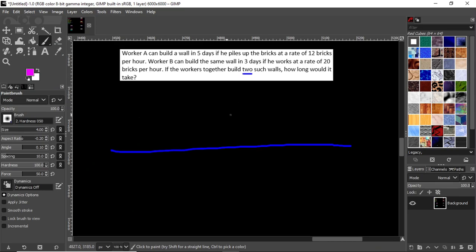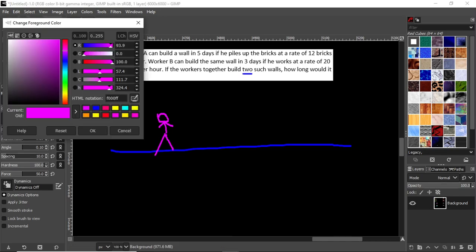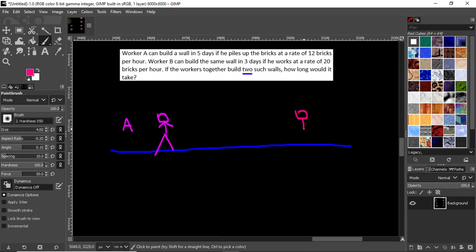Okay, so we have both the workers. So okay, long legs. So this is A, that's B. Okay, so let's start building. If they start building at the same time, and suppose say 3 days pass. They're working together to build the walls. So in 3 days, if suppose say they are working on the wall separately, worker B should have made a complete wall, right?